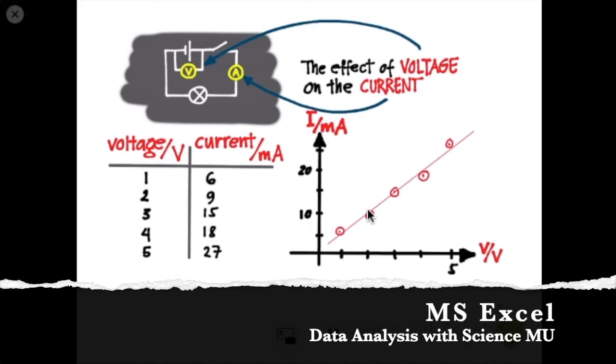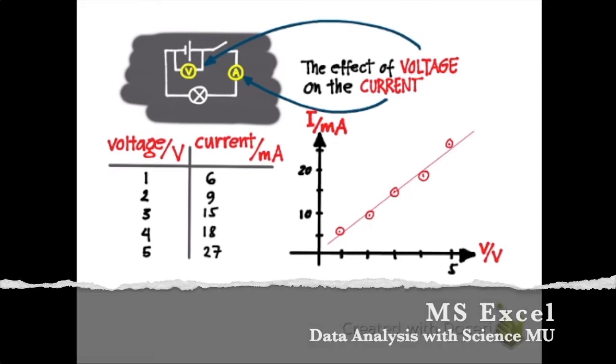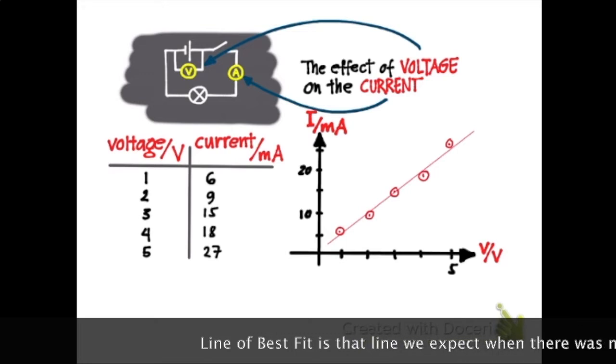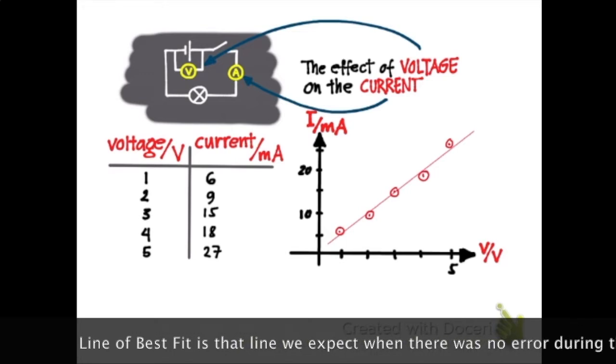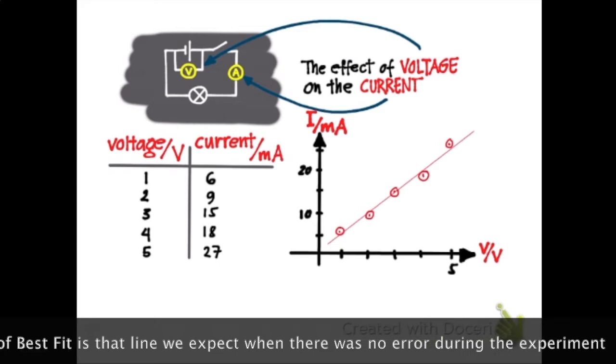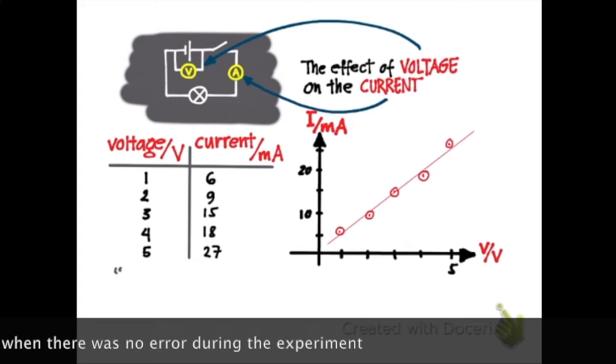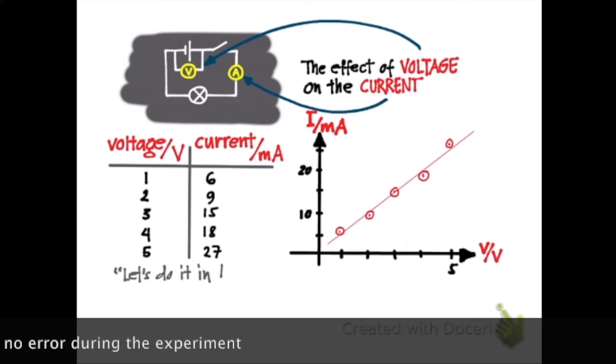A best fit line, this one, in this case, could be a line that is as close as possible to all points, with around the same number of points above and below it. This is about what is that line that is expected in the graph when there was no error. I'll tell you more about this later. Meantime, we proceed on how to do this using Microsoft Excel.